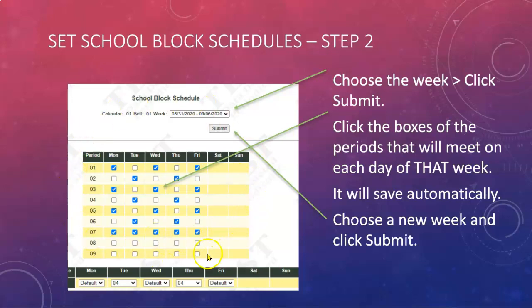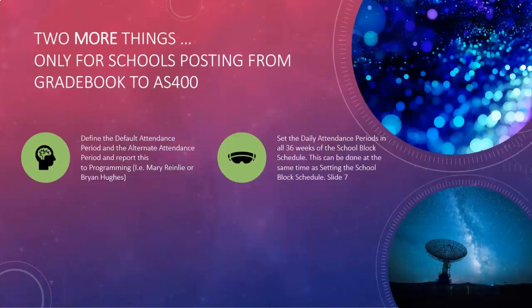The website will save automatically, so you don't have to do anything, but you can click Submit if you want to. If you're ready to go on to the next week, you'll use the drop-down arrow and choose the next week, and then click Submit again. All changes are made as you go through it automatically.